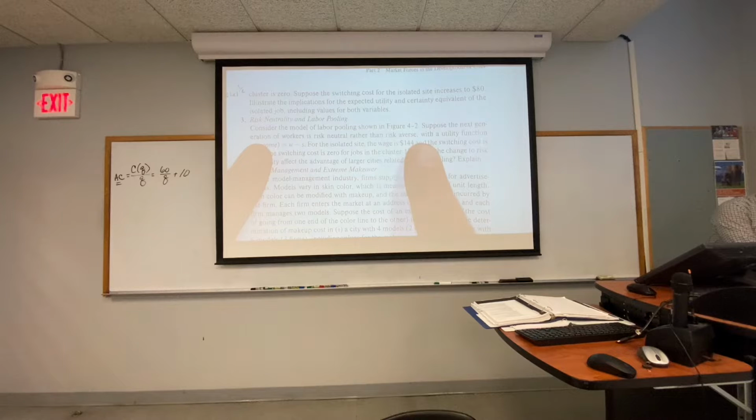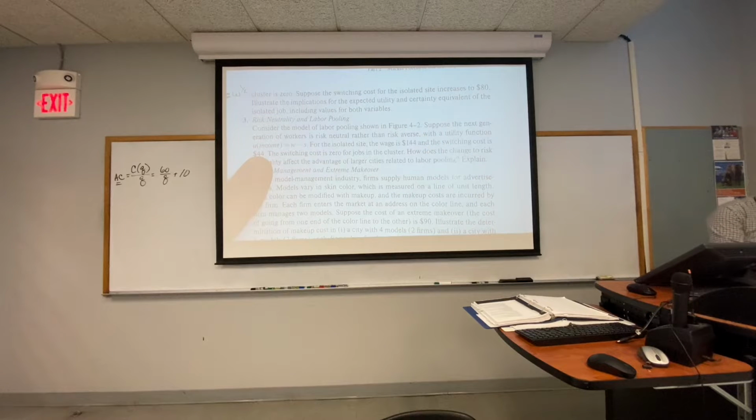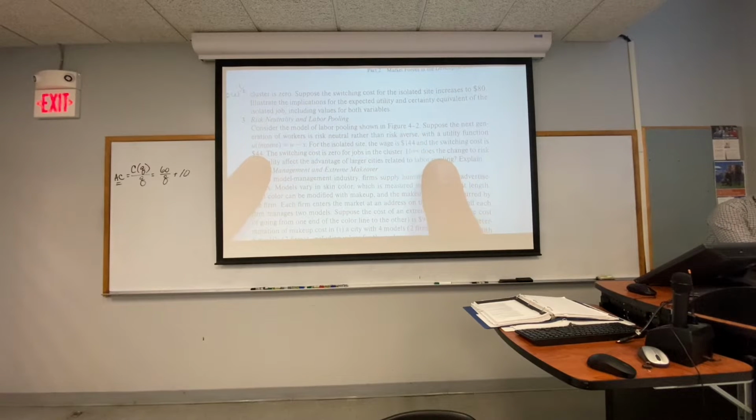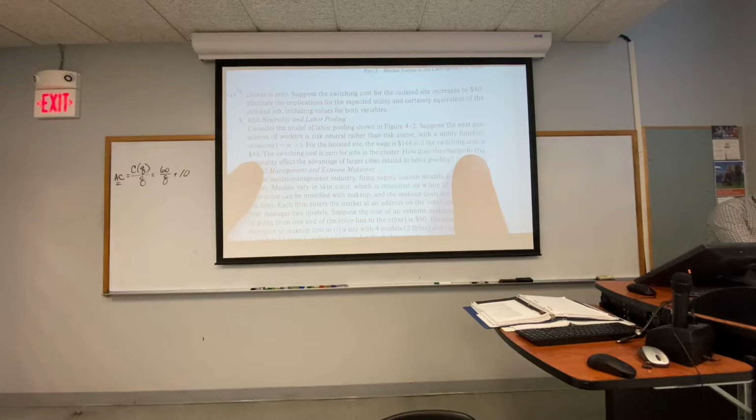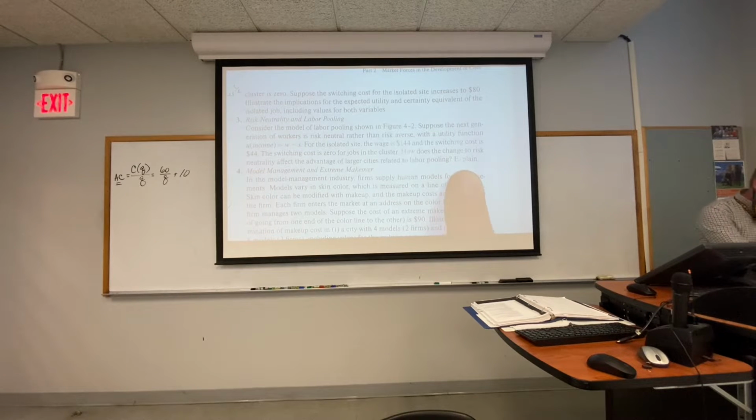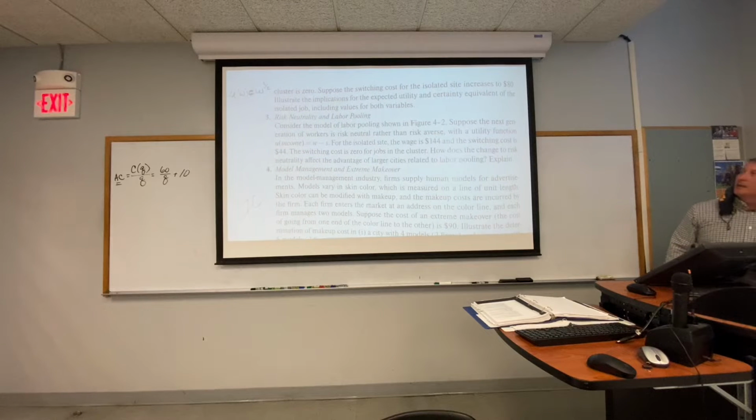All right, consider the model for labor pooling as shown in 4.2. Suppose the next generation of workers is risk neutral rather than risk averse, with the utility function W minus S. For the isolation site, the wage is 144, the switching cost is 44. The switching cost is 0 for jobs in the cluster. How does the change to risk neutrality affect the advantage of larger cities in labor pooling?